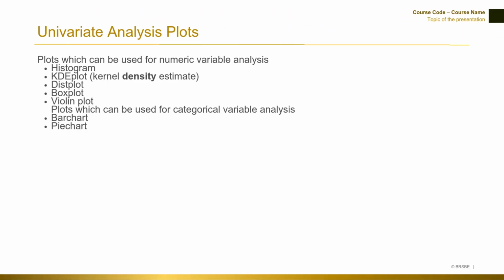the insight gained. Univariate analysis plots are graphical representations used to analyze and visualize the distributions and characteristics of a single variable in a dataset. These plots help in understanding the underlying patterns, trends, and anomalies within that variable. This slide shows plots which can be used for numeric variable analysis and also for categorical variable analysis. The univariate analysis focuses on examining one variable at a time. The primary goal is to summarize and visualize the distributions of that variable, allowing analysts to identify patterns, central tendencies, and variation within the data.